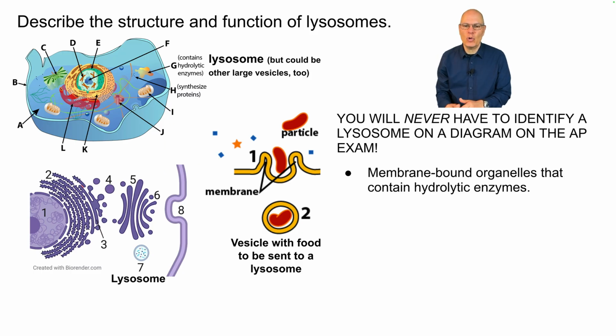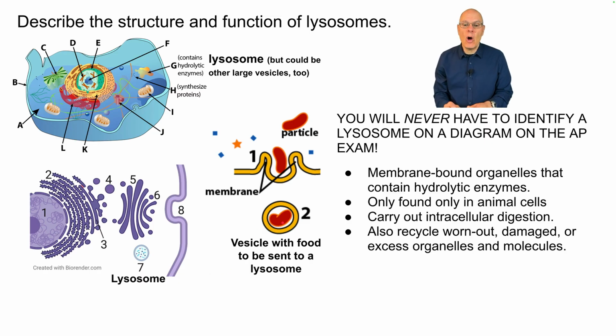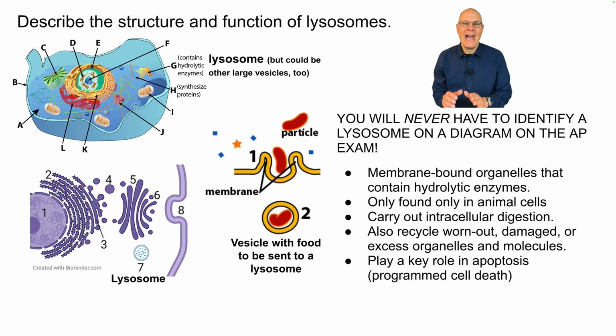Lysosomes are membrane-bound organelles that contain hydrolytic enzymes. They're only found in animal cells. They carry out intracellular digestion. So like, for example, here you see a particle. It actually looks like a cell that's being engulfed by the membrane. It'll be packaged into a vesicle, and that vesicle will be sent to a lysosome where hydrolytic enzymes will break this down. The lysosome also recycles worn out, damaged, or excess organelles and molecules, and it plays a key role in a process called apoptosis. The P is silent. That's programmed cell death, and we'll talk about that later in the course.